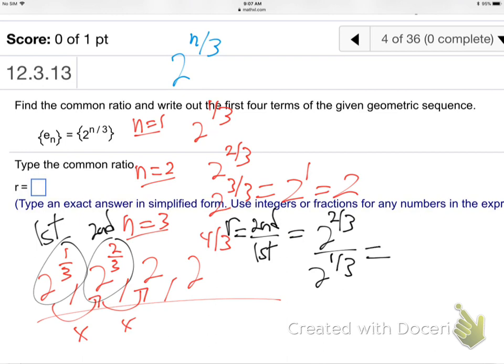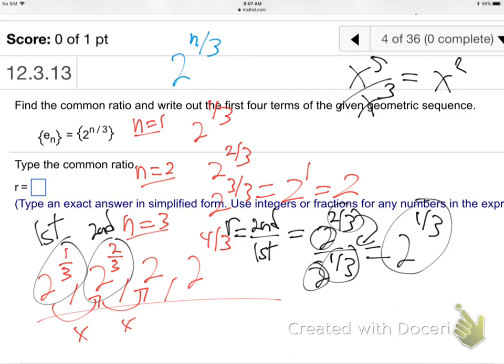Now, how do you do that? Y'all remember that? What do you do with those powers? Do you remember, like, x to the 5th over x to the 3rd? What do you do? Subtract powers, huh? Same thing here. Same bases, 2 and 2, subtract powers. 2/3 minus 1/3 is just 1/3. 2 to the 1/3 is the R. That's the common ratio, huh? Are we good there? Is that okay? Just divide second term over first term. Subtract powers. Questions on that? Am I good?